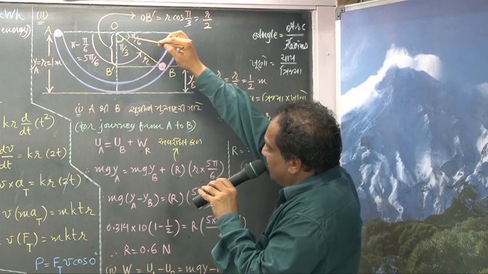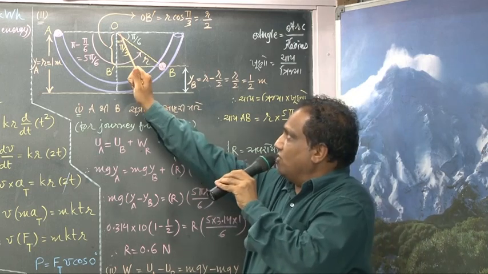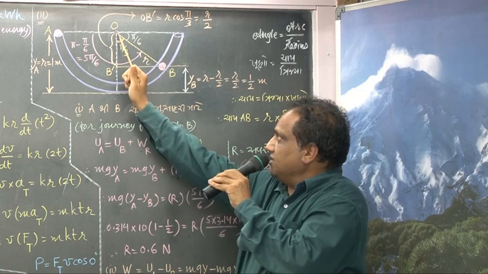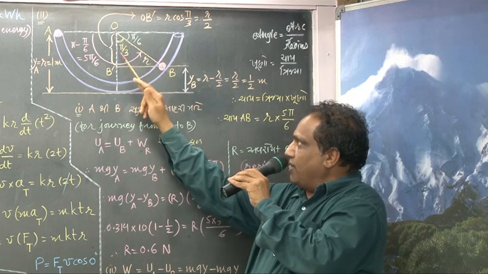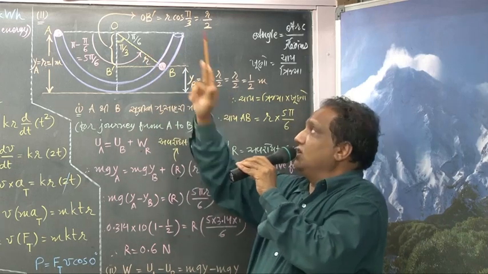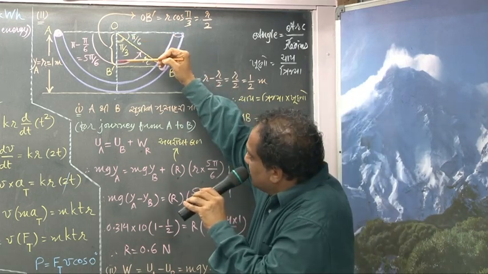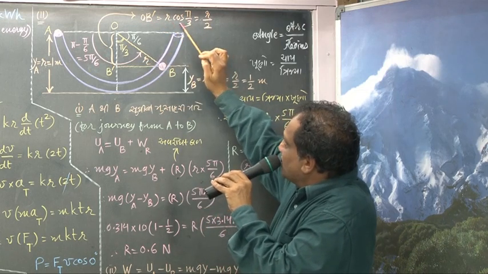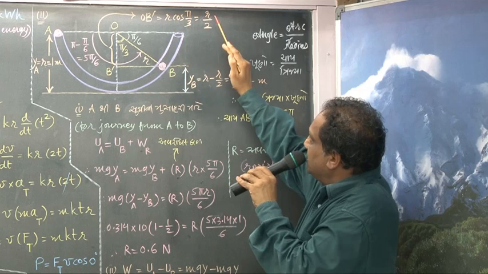For point B, they have given this angle, pi by 3. If I want OB dash, this distance, I should draw one perpendicular. This radius is R. Component of R adjacent to pi by 3 is R cos pi by 3. It will give you this much distance from O to B dash. What is cos pi by 3? 1 by 2. So 1 by 2 into R, that is R by 2.